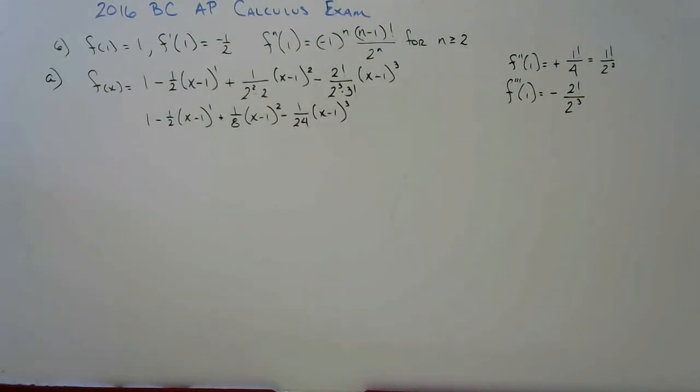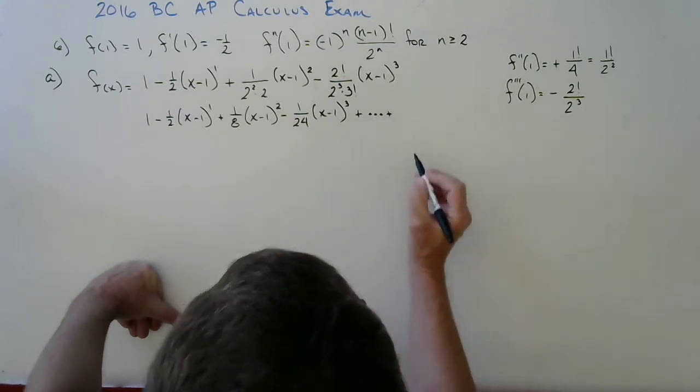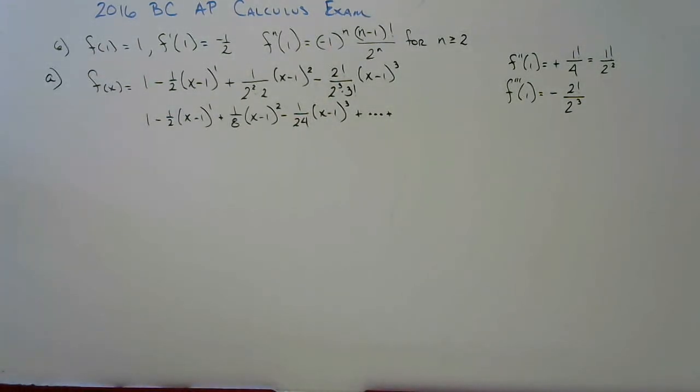All right, so there's our solution. It said to write the first 4 non-zero terms and the general term of this. So that would be plus, they want to make sure we know the general term. So what's our general term going to be? It's going to be negative 1.